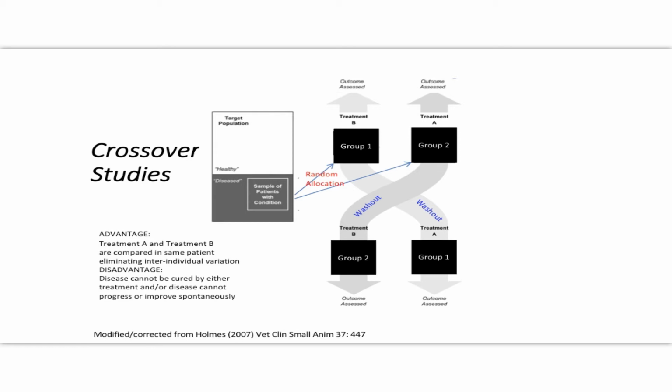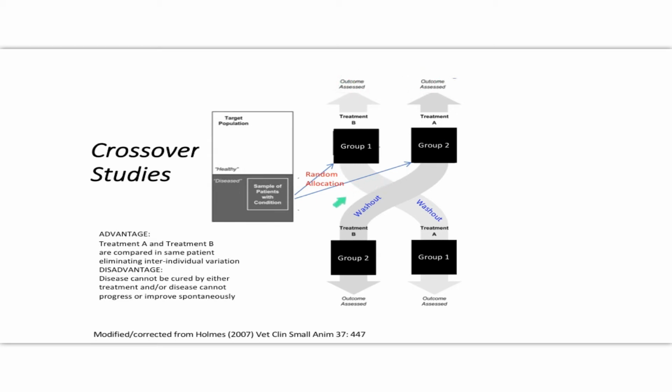So the same thing, we start with the patients with the condition, randomly allocate those to group 1 or 2, and we have patient, initially the patient gets drug treatment A or B, and then they're assessed at that point, and then they're flipped.